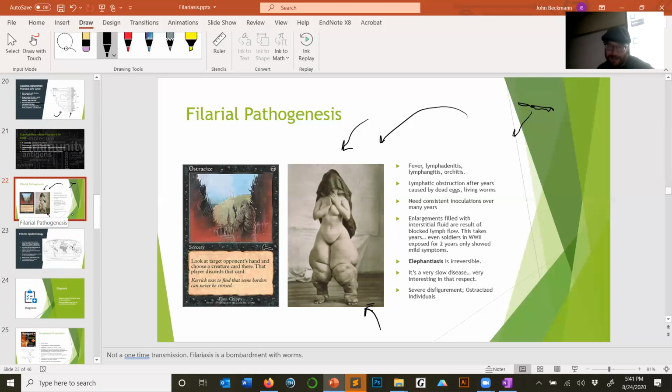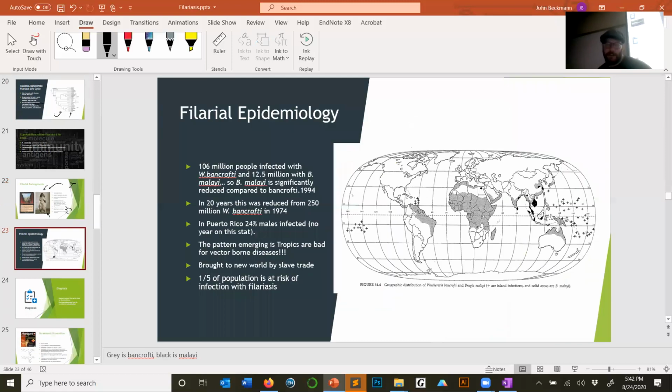Back to my thoughts. It's a very slow disease. Over time, you get severe disfigurement. It happens over a long time. Let's look at the epidemiology. So the biggest one of these species is Wuchereria bancrofti. Its endemic regions are in the gray here. Okay, so it's all over the world. The dark here is a different species of nematode called Brugia malayi. So bancrofti is really the worst one.